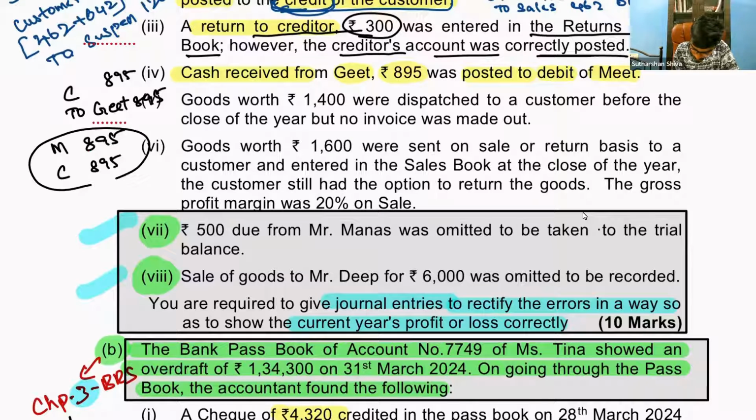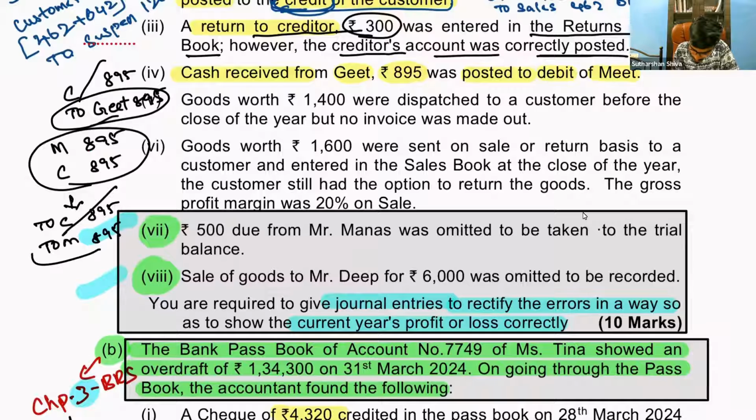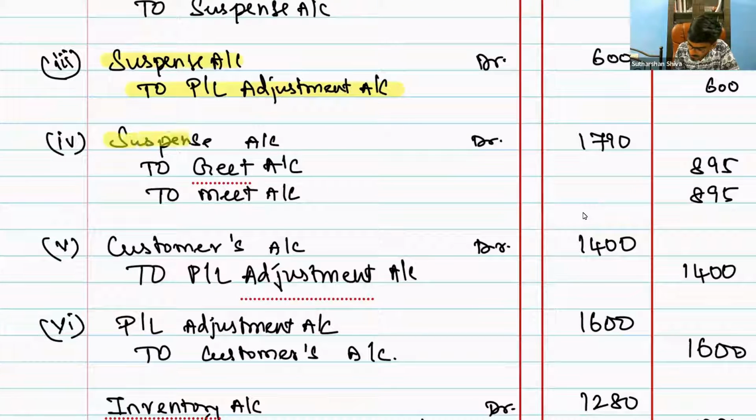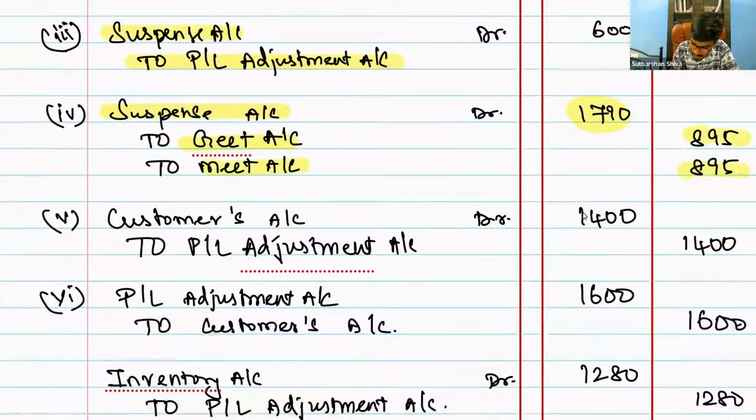You should reverse this entry. How will you reverse this? To Geet 895, to Meet 895. Debit cash, credit cash will get cancelled. You will get to Geet 895, to Meet 895 on the credit side. The debit side will be a suspense. Suspense account to Geet, to Meet, you will put 895, 895. You will add this value and you will put as 1790.